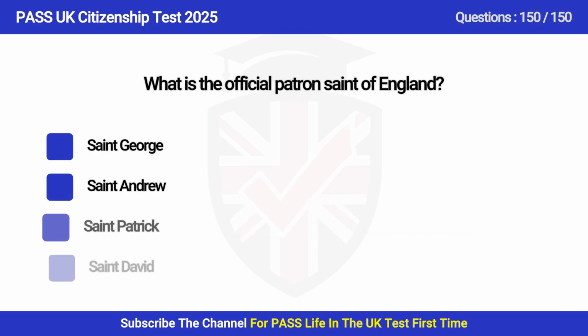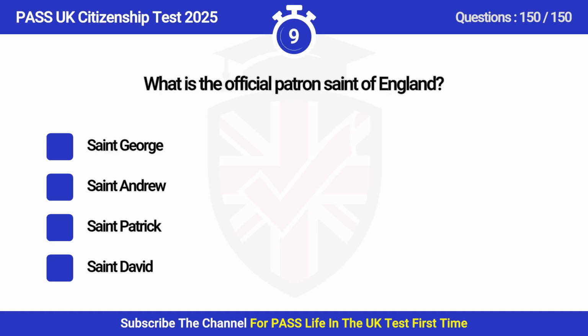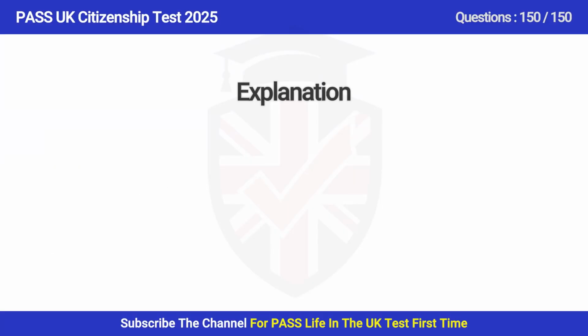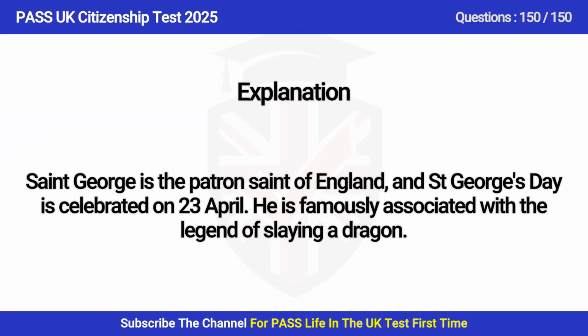Question 150. What is the official patron saint of England? A. St. George. B. St. Andrew. C. St. Patrick. D. St. David. Answer is A. St. George. St. George is the patron saint of England, and St. George's Day is celebrated on 23 April. He is famously associated with the legend of slaying a dragon.